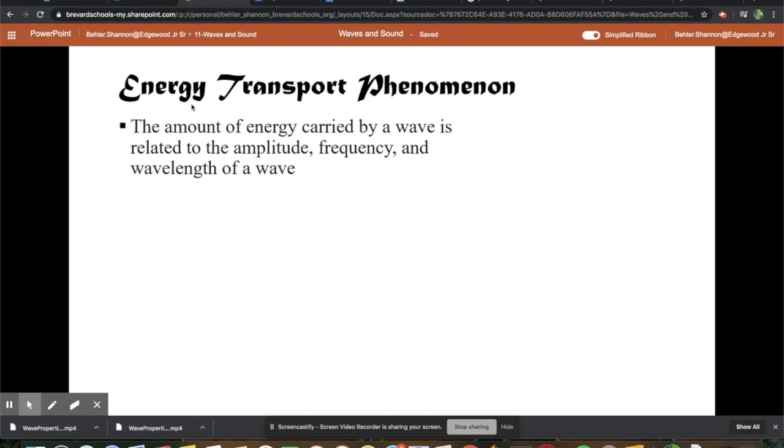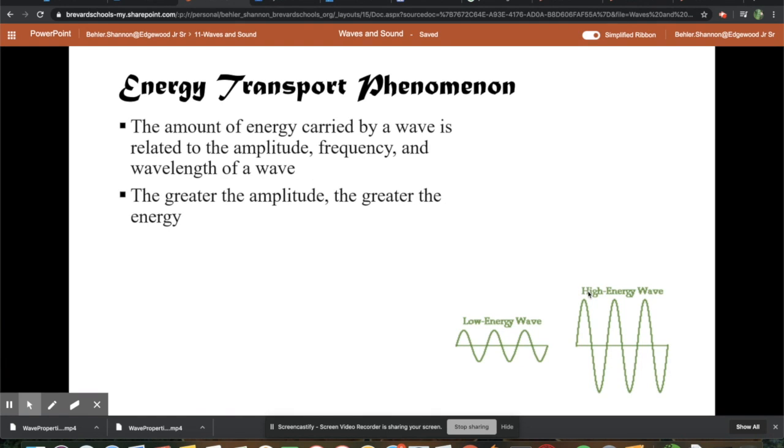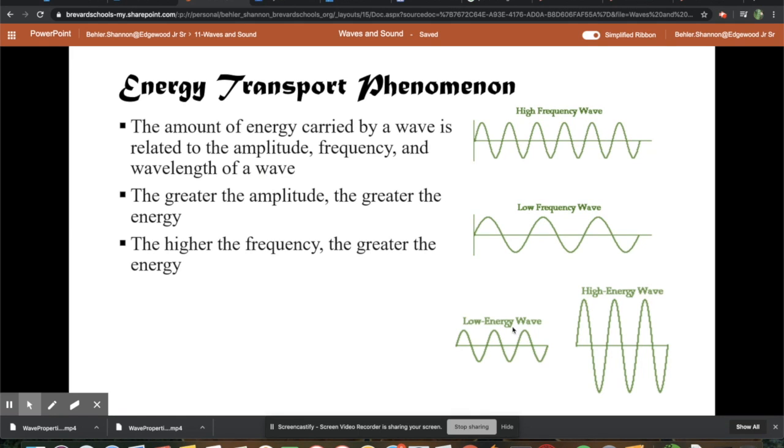So how much energy a wave can transfer is affected by the amplitude of the wave, the frequency of the wave, the wavelength of the wave. More amplitude is higher energy. I think that's pretty intuitive. And if you have a lower amplitude, that's a lower energy. Higher frequency is higher energy.